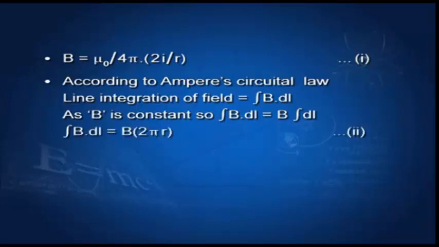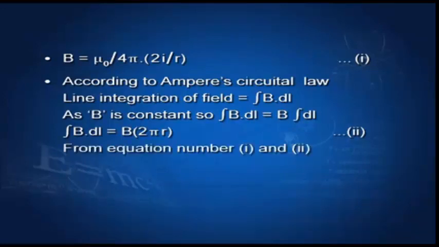Again, the integration of dl is equal to the circumference of the whole loop. So we can write integration dl equals 2 pi into r. So we can write integration B dot dl equals B into 2 pi r. From equation number 1 and equation number 2, we get integration B dot dl equals mu naught times I.